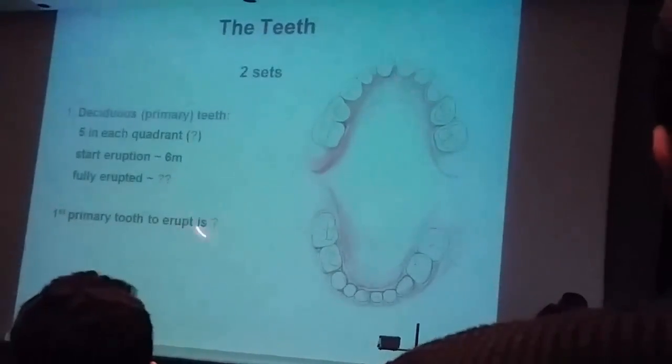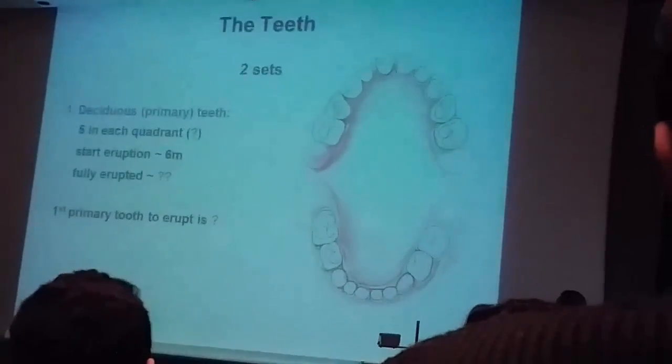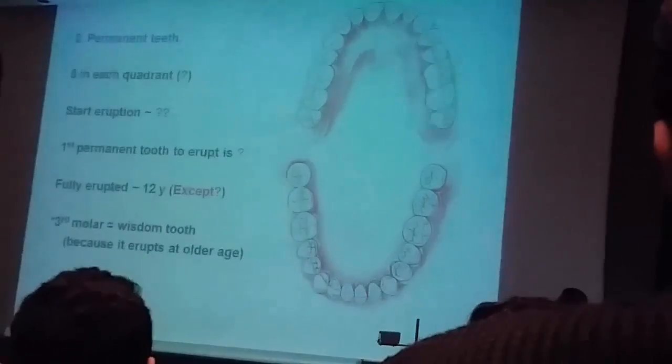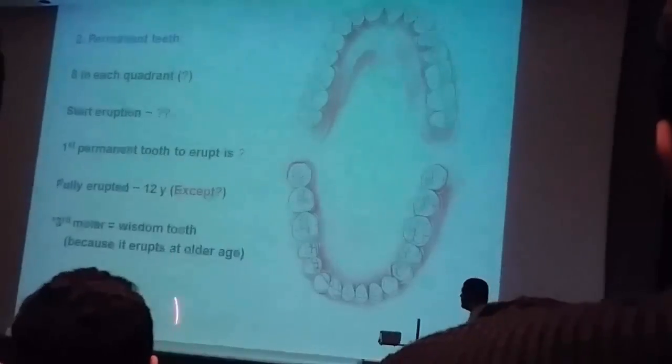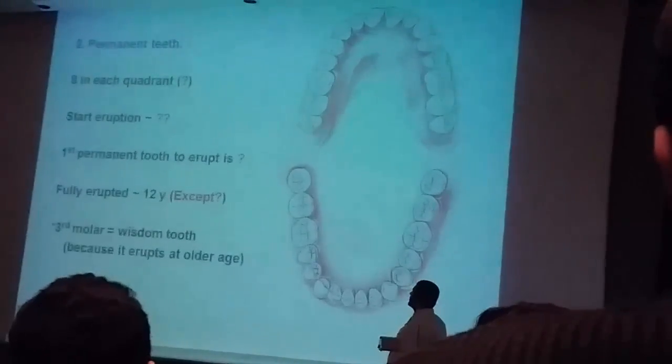The first primary tooth to erupt is the lower central incisor. These teeth will start to be shed at the age of 6 years. At the age of 6 years, when the child enters first grade, the permanent dentition starts to erupt.